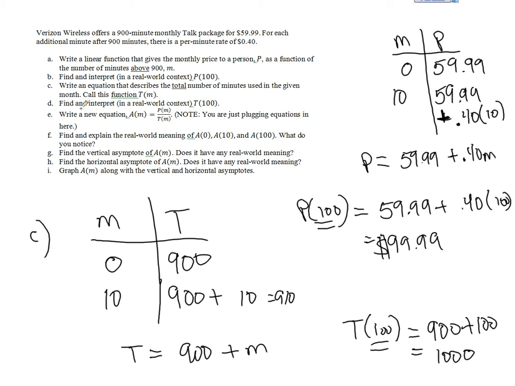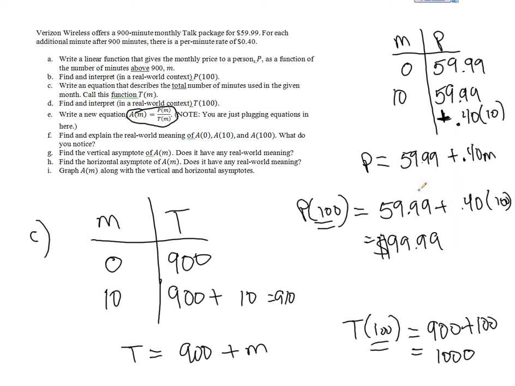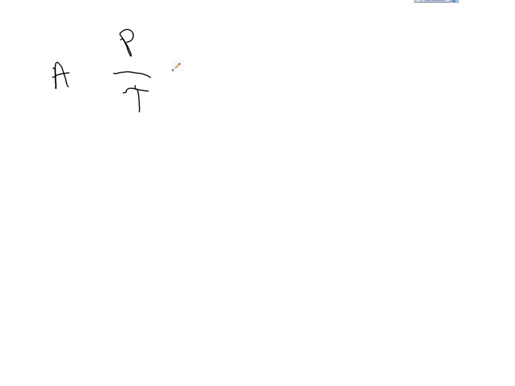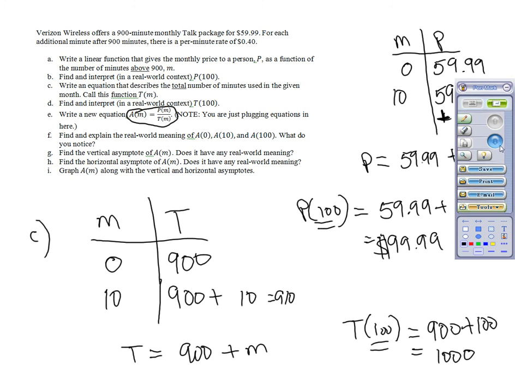Well, now we want to look at the relationship of these functions. So write a new equation, call it A, which is going to be the total price of your monthly bill divided by the number of total minutes you use. So all we really have to do here is take this function and divide it by this function. So P divided by T, so this is what we're calling A. Well, your price is $59.99 plus the 40 cents per minute, and your total minutes is 900 plus M. And so now the question is, find and explain the real-world meaning of A of 0, A of 10, A of 100. What do you notice?